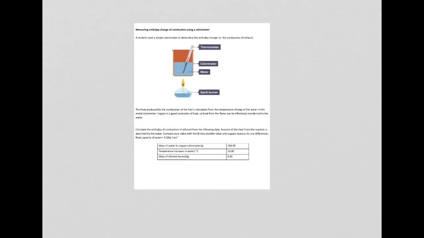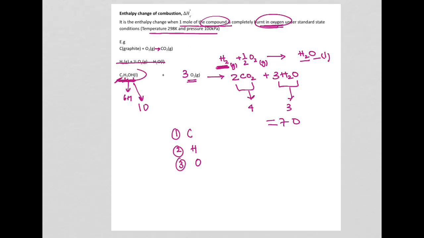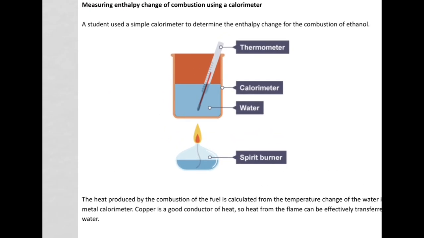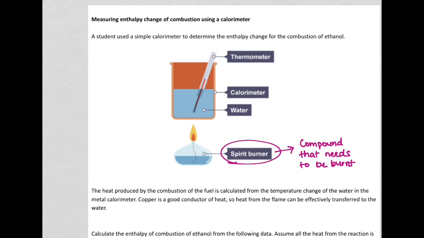So let's say you want to find enthalpy change of combustion of ethanol. What you would do is use a spirit burner. This is a spirit burner here. And in the spirit burner, you would put the substance. So we're going to put the ethanol there, and we're going to burn the ethanol, and we'll see how much energy is released when the ethanol is burned, because this is what is enthalpy of combustion, right?